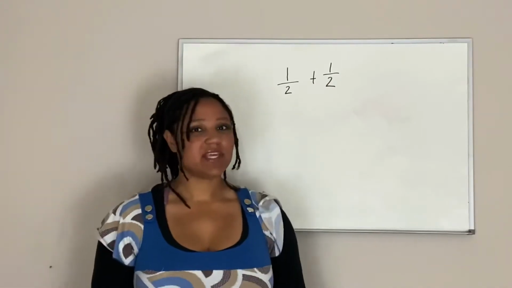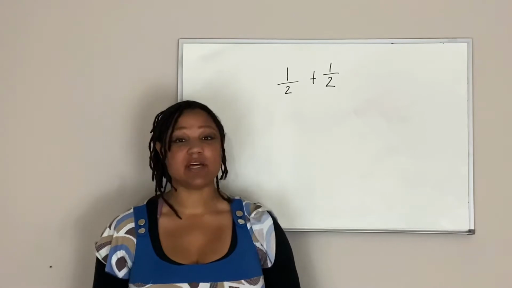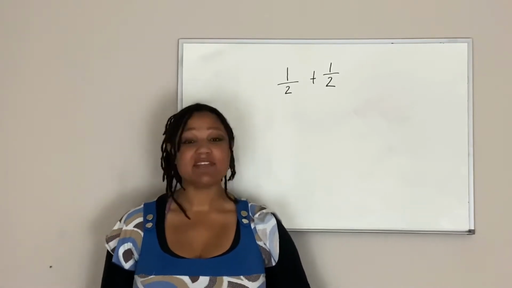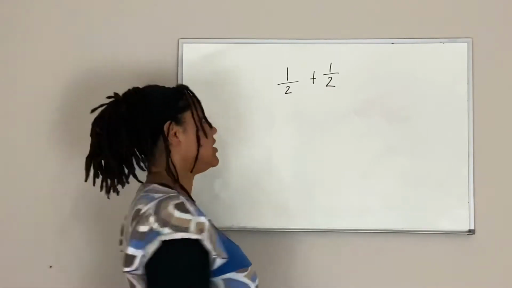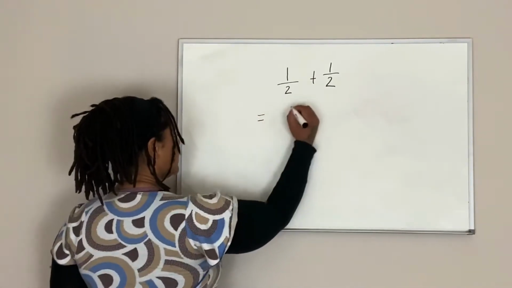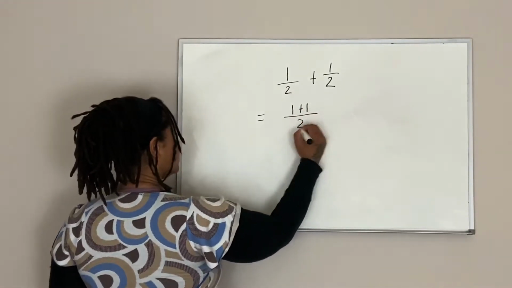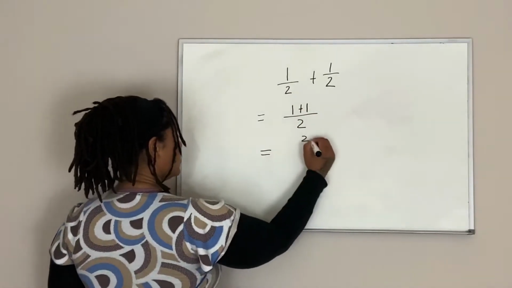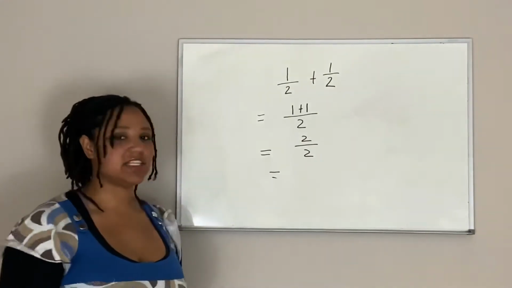Now the reason we can add these two fractions together is because they have the same denominator. So when they have the same denominator, we can go ahead and combine the numerator. So I'm going to go ahead and combine the numerator, which is 1 plus 1 all over 2. 1 plus 1 is 2, so now we have 2 over 2. 2 over 2 is basically just 1.